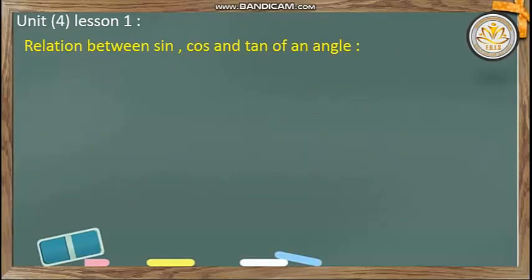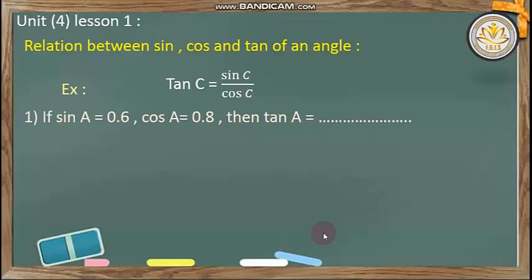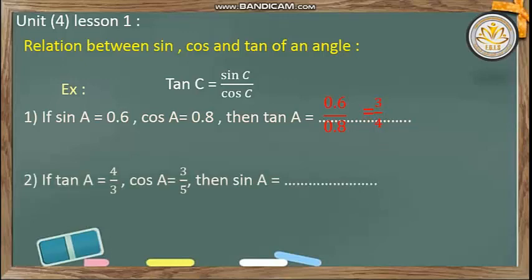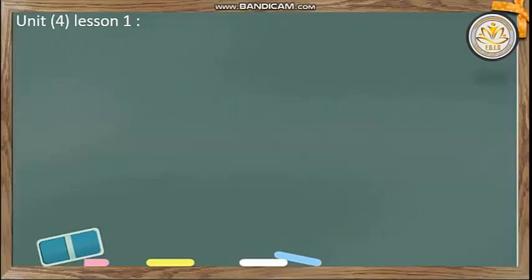Relation between sine, cosine, and tan of an angle. Tan C equals sine C over cosine C. Example. If sine A equals 0.6, cosine A equals 0.8, then tan A equals 0.6 over 0.8, equals 3 over 4. If tan A equals 4 over 3, cosine A equals 3 over 5, then sine A equals tan A times cosine A, equals 4 over 3 times 3 over 5, equals 4 over 5. Thank you.